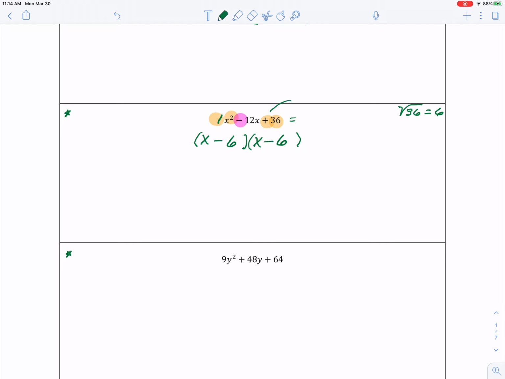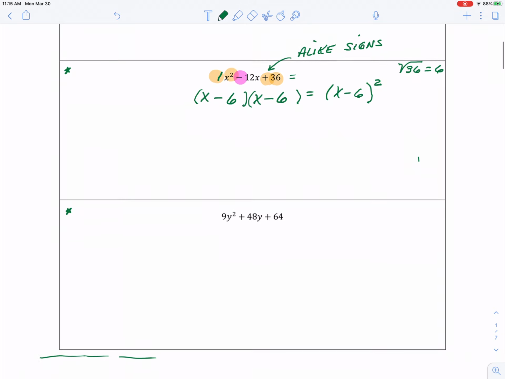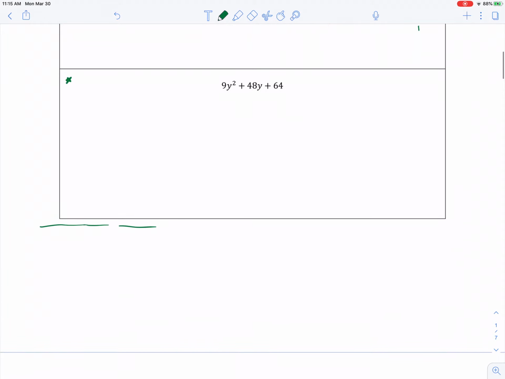Remember, they have to be alike because that 36 is a positive. So how will they be alike? They will both be negative. And again, you can write it x minus 6 twice, expanded like that, or you can write it x minus 6 enclosed in parentheses, and then that whole quantity squared. And one more before we stop.